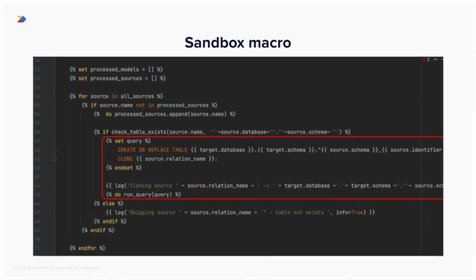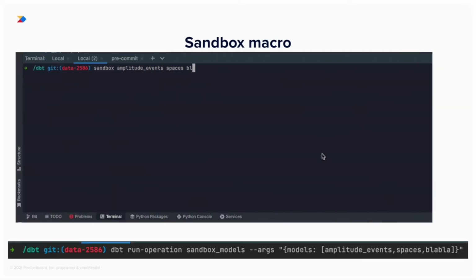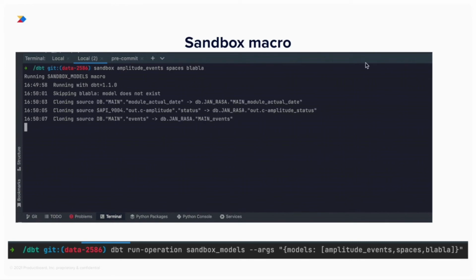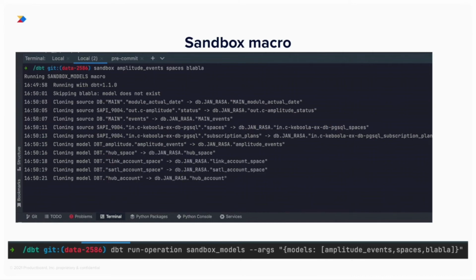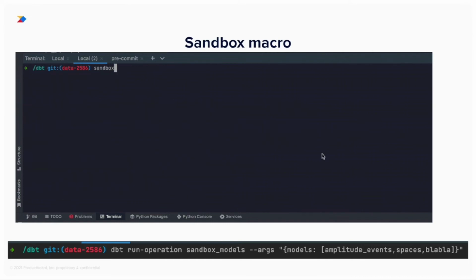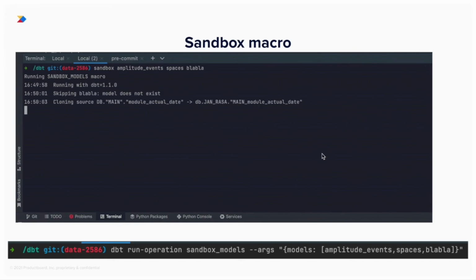And you can also see a few log functions that are also available in Jinja context to actually see what's happening in the macro. Right now, a quick demo. Also, just to show how we are using the sandbox macro in Productboard. I mentioned at the beginning that we can have some amplitude events transformation, or for example, spaces transformation.